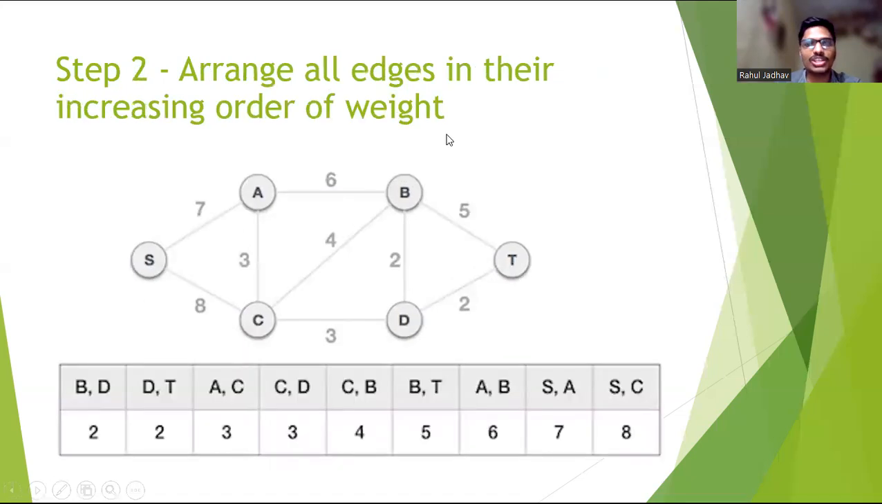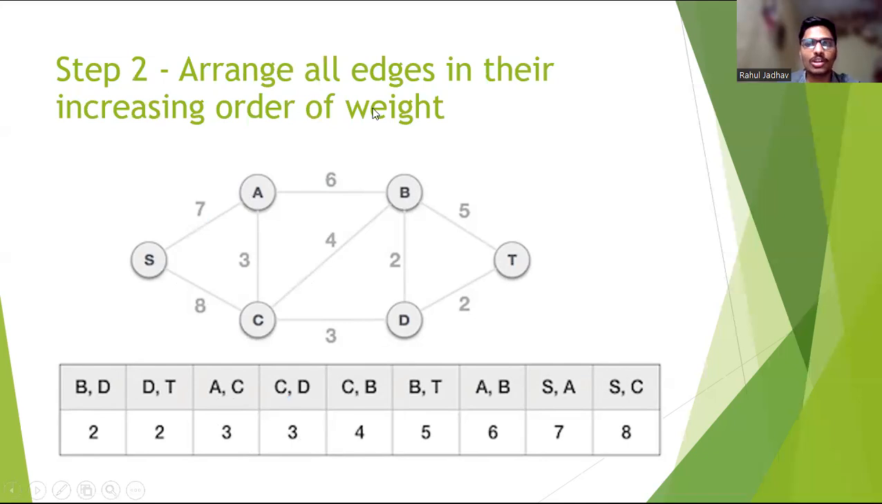Second step: arrange all edges in increasing order of their weight. B to D has a 2 cost, and D to T has a 2 cost. Then after these two, there are two edges, A to C and C to D, with the 3 cost. From C to B there is a 4, and after that B to T is a 5, then A to B is a 6, S to A is a 7, and S to C is an 8.